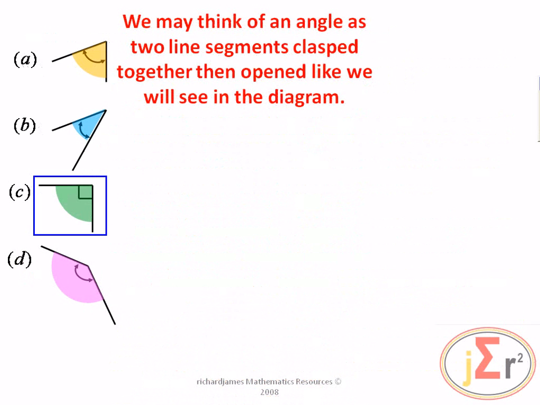We may think of an angle as two line segments clasped together, then opened, like we will see in the diagram. So there we have, it just appears to be one because they are close together, they are clasped together. But we have how many line segments there, Jerry? 2. Right, but they are clasped together, so it appears as if we only have one. So let us open like that.